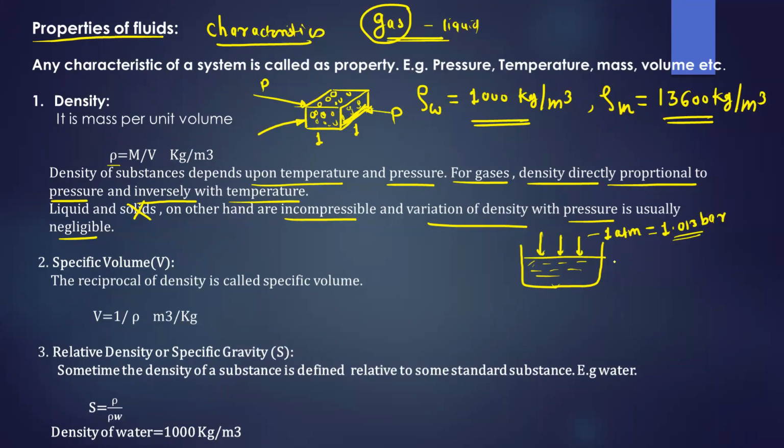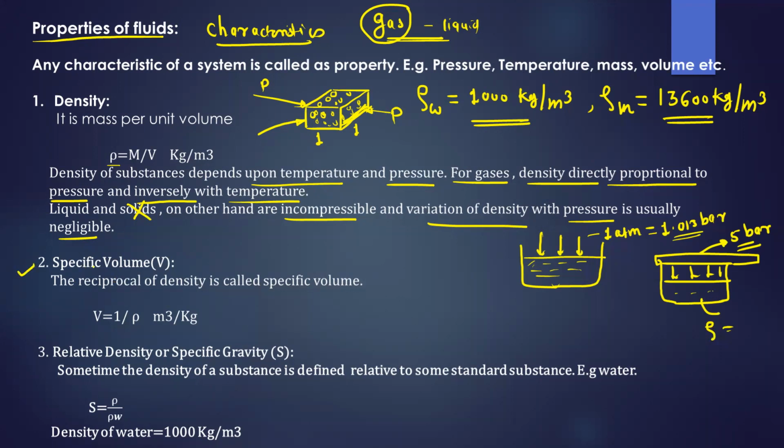And suppose you increase the pressure. Suppose the pressure becomes 5 bar, so it is 5 times atmospheric pressure. Still the density will remain the same for the water. It will be 1000 kg per meter cube only. So the variation in the density of an incompressible fluid with the pressure is negligible.